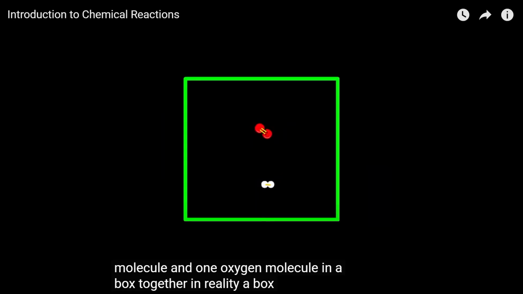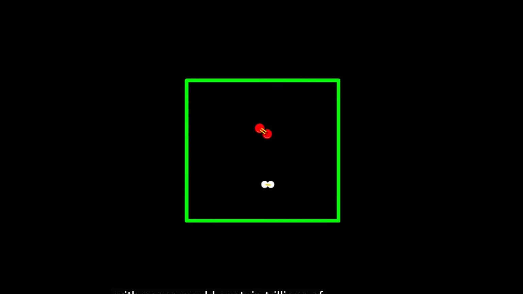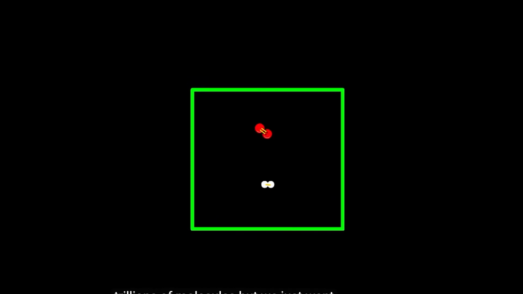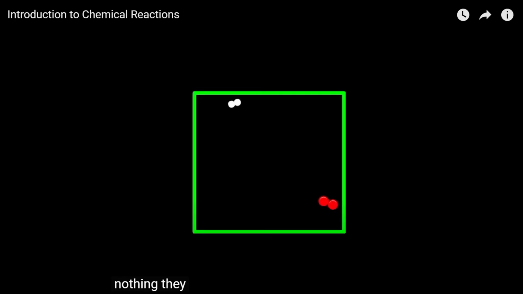What do you think will happen if we put a hydrogen and an oxygen in a box together? Nothing. Let's see if you're right. Ooh, you guys were right. Nothing.